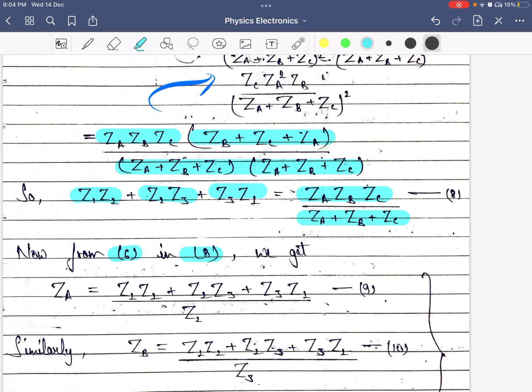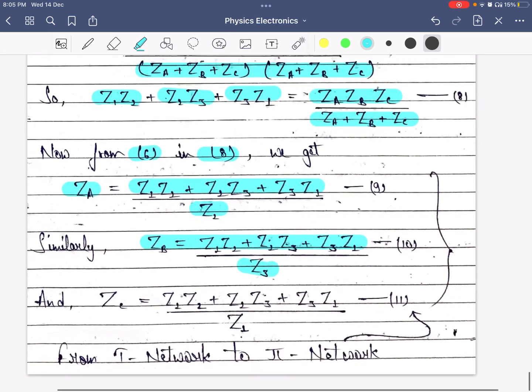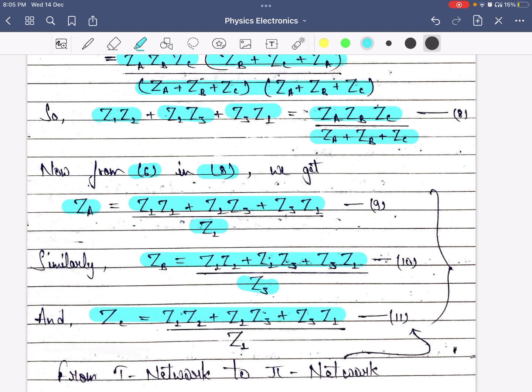Now, upon substitution of equations 5, 6 and 7 in 8, we will get equations for impedance ZA of the pi network in terms of impedances of the T network, from which we can convert a T network into a pi network. That is, if we have a T network of impedances Z1, Z2 and Z3, we can convert it into a pi network of impedances ZA, ZB and ZC, and the values of impedances are given by equations 9, 10 and 11.